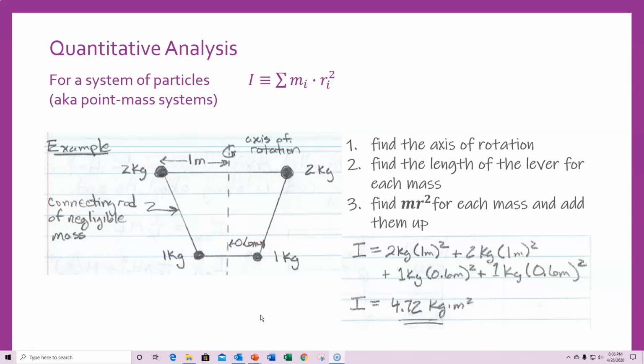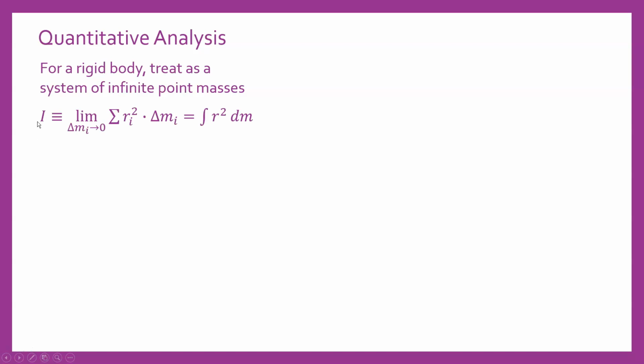Now, not everything's a point mass, so let's look at a rigid body. And so when we have a rigid body, we treat it as a system of infinite point masses. So that means we're going to take the radius squared times these infinitely small masses, and we're going to add them all up.